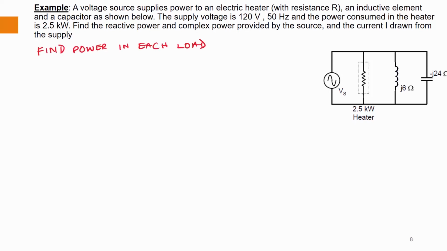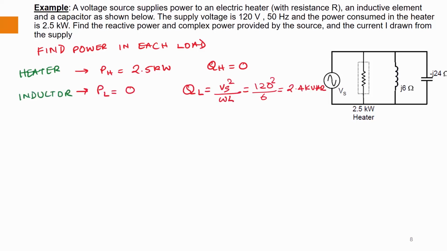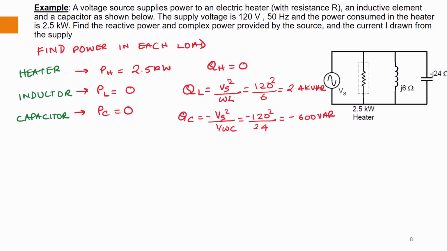We can find the power for each of the loads. The heater is a purely resistive element and consumes 2.5 kilowatt real power and 0 reactive power. The inductive element consumes 0 real power, but its reactive power is voltage squared divided by omega L, which is 2.4 kilovolt ampere reactive. The capacitor also consumes 0 real power and its reactive power is given by Qc, which is equal to minus V squared divided by capacitive impedance, which is minus 600 VAR, or volt ampere reactive.